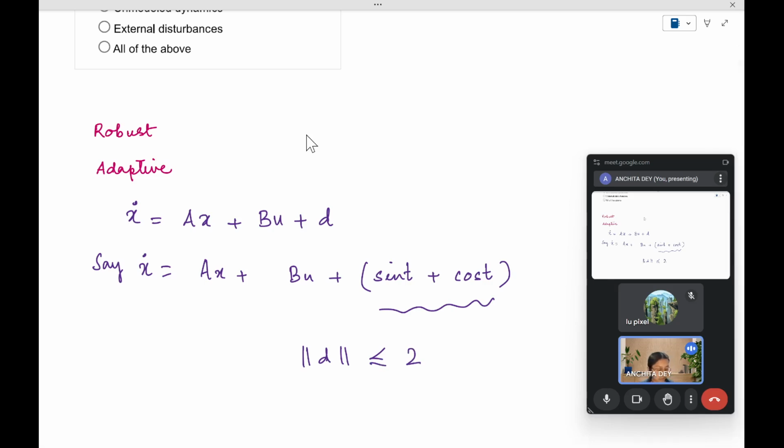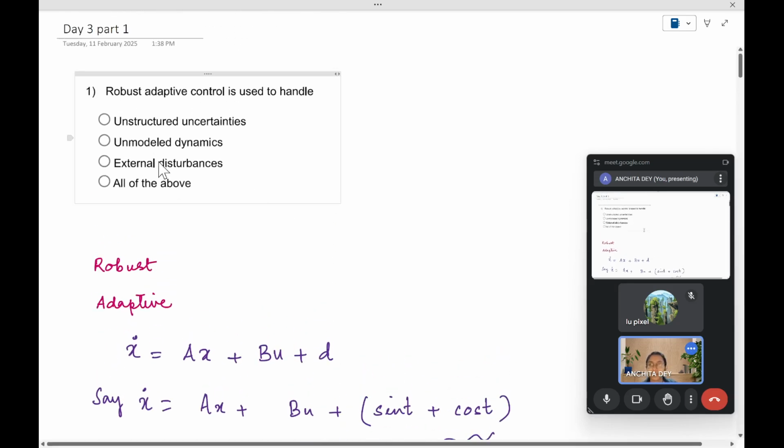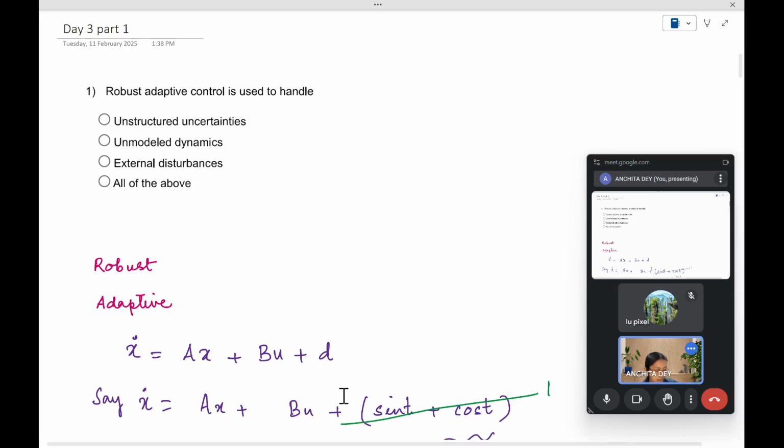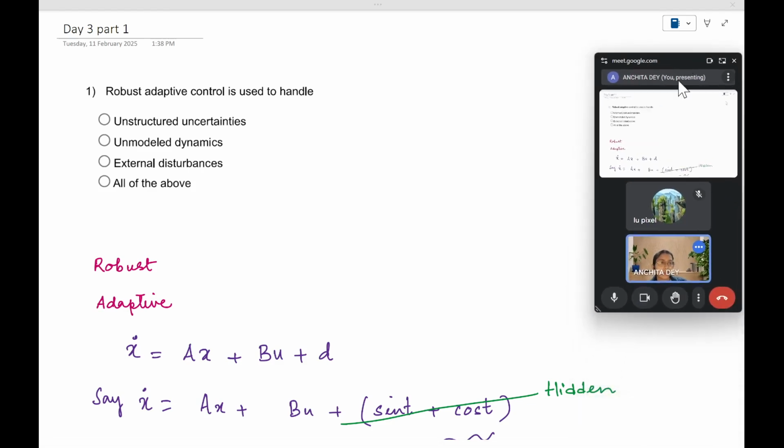In this case it would oscillate, but it doesn't have to be a sin t plus cos t kind of signal. It can be anything. Such cases are called unstructured uncertainties, provided you do not know what the structure is. That means this sin t and cos t part was hidden. Yeah, I think this is better. So this is one of the obvious answers: robust adaptive control can be used to handle unstructured uncertainties.